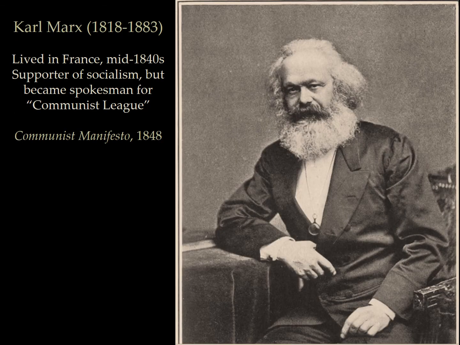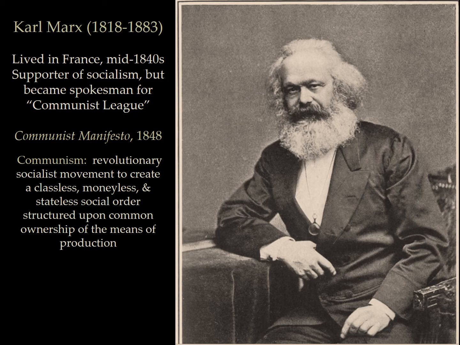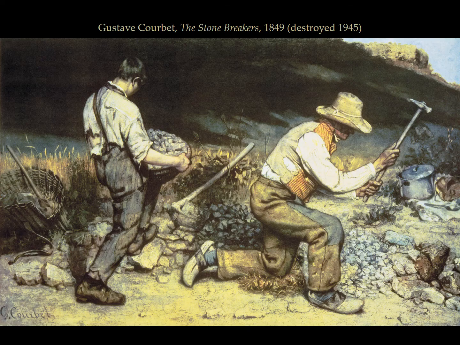Finally, Karl Marx, who lived in France in the mid-1840s and supported socialism, is going to write his Communist Manifesto in 1848, whereby he's going to certainly be concerned about the poor, for communism would be a revolutionary socialist movement that creates a classless, moneyless, and stateless society that is structured upon common ownership in the means of production. Therefore, everyone owns everything, and at the same time, no one can then get a leg up on anyone else. So we don't have the poor as we would understand it, since we all are equal.